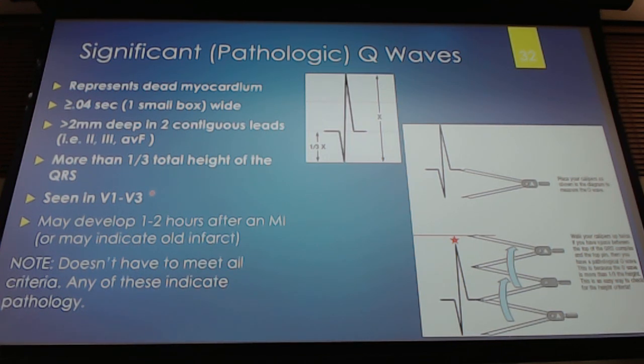Oftentimes, these Q waves don't develop immediately, not in 5 or 10 minutes. We may see the ST segment changes immediately, but those Q waves often appear an hour or 2 hours after that patient started having their signs and symptoms. And the EKG doesn't have to meet all of these criteria. It can meet one of these criteria and still be concerning. You could just have greater than 2 millimeters in 2 contiguous leads, and that right there is enough to say that this patient is probably infarcted.